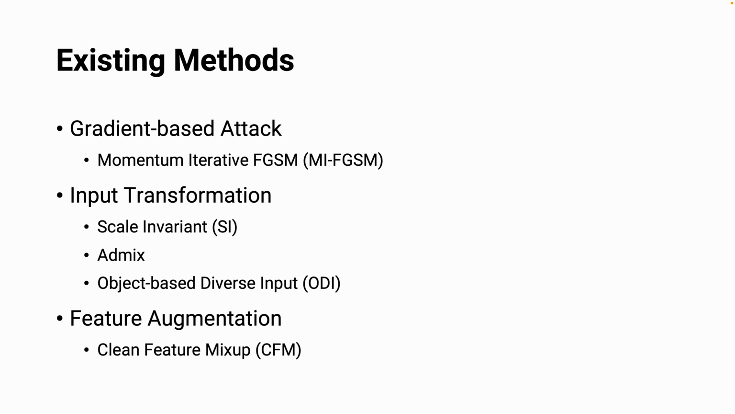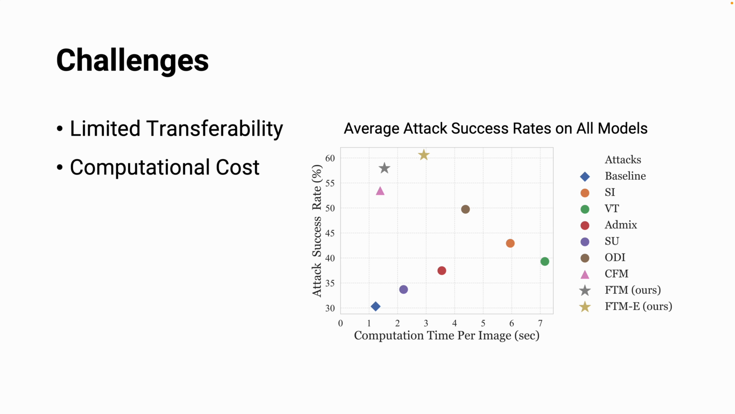Most existing transferable attacks are based on gradient-based frameworks. Among these, input transformations and feature augmentation are two common strategies. However, current transferable targeted attacks face two main challenges: limited transferability and high computational cost. From this figure, we can see that our method achieves the best transferability while keeping low computational cost.